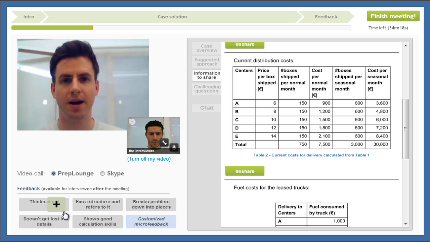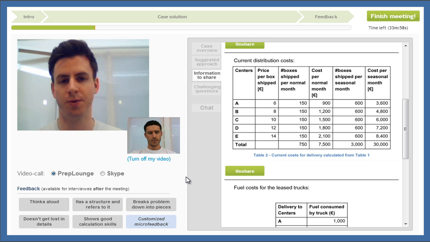Well, I think I found 3 options. So the first one is to do the delivery ourselves. So buy trucks and employ drivers and drive them to the centers ourselves. The second option, we keep it outsourced, and there are 2 options.